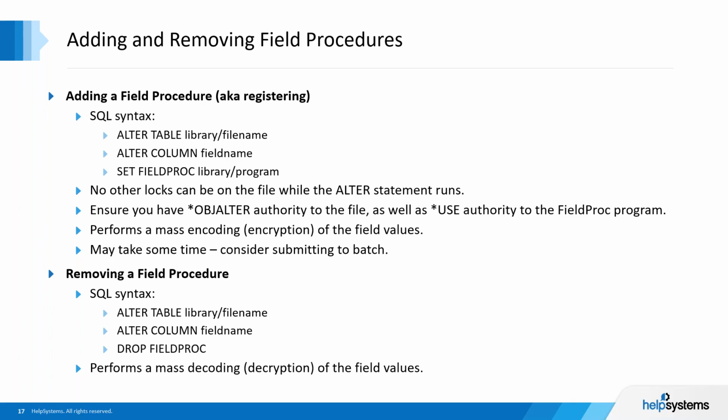You also have to have alteration authority to the file object, as well as use permission to the FieldProc program. So make sure that when you are assigning this field procedure, you have good authority to both of those objects in order for that alter table to complete successfully. As you alter the table and it registers that field procedure to the column, it's actually going to put the column into an encrypted state, which means it's going to perform a mass encoding function on any of the fields that have been assigned that field procedure name.